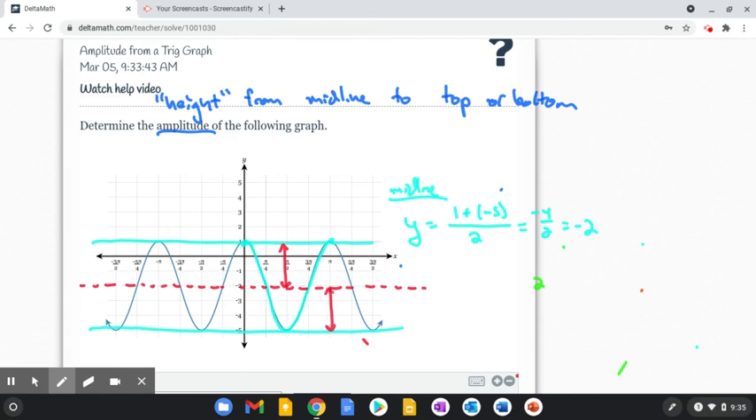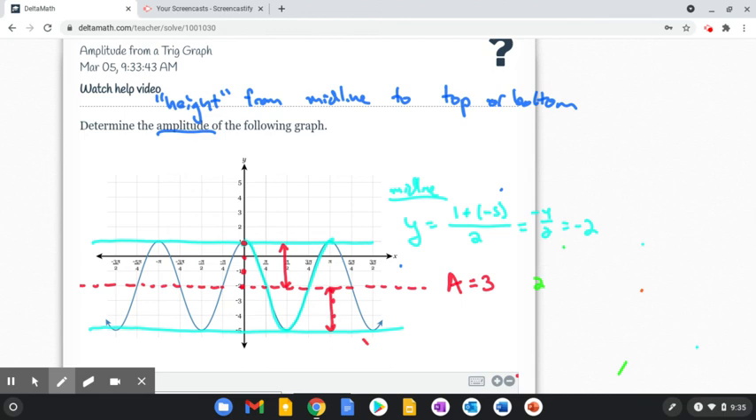So I need to figure out what's the gap between there. The easiest thing to do is probably just to count. So for my midline, if I were to count up, I got 1, 2, 3. So my amplitude would be 3. So A equals 3. If I were to count down, it'd be the same results. 1, 2, 3. So the amplitude would be 3 in either way.